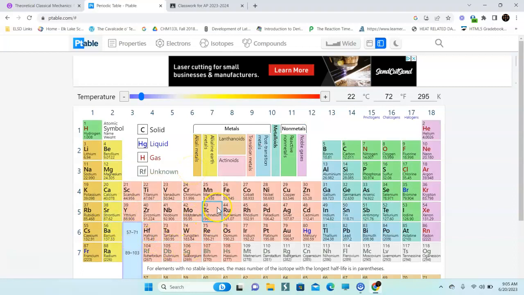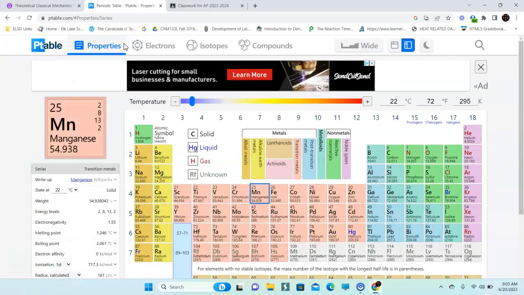And you can go ahead and look at any of the elements, and they'll tell you some different things here. So let's go to properties. I switch on properties and I can look at this and say, okay, let's take a look here. I've got 25 as the atomic number. It's the number of protons. In a neutral atom, the number of protons and the number of electrons are equal.